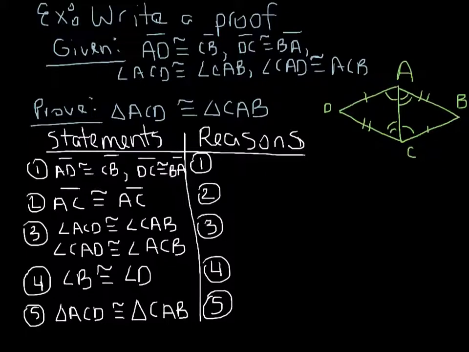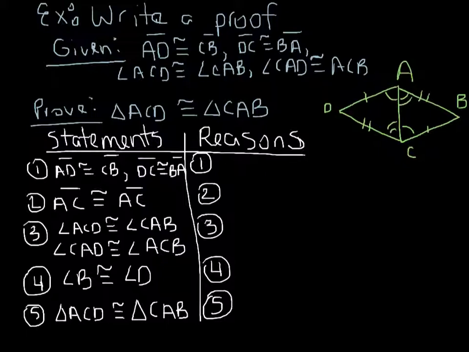Our last example from section 4.2 is a proof. We are trying to prove that triangle ACD is congruent to triangle CAB. So far, the only way that we know how to prove two figures are congruent is to show that every single angle and every single side is congruent. I have already marked my given information. We know that AD is congruent to CB. We know that DC is congruent to BA. We know that angle ACD is congruent to angle CAB, and angle CAD is congruent to angle ACB.